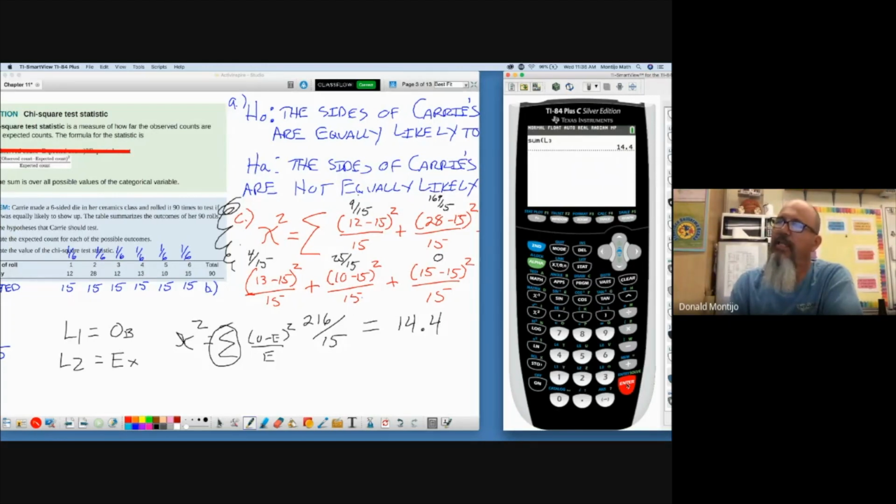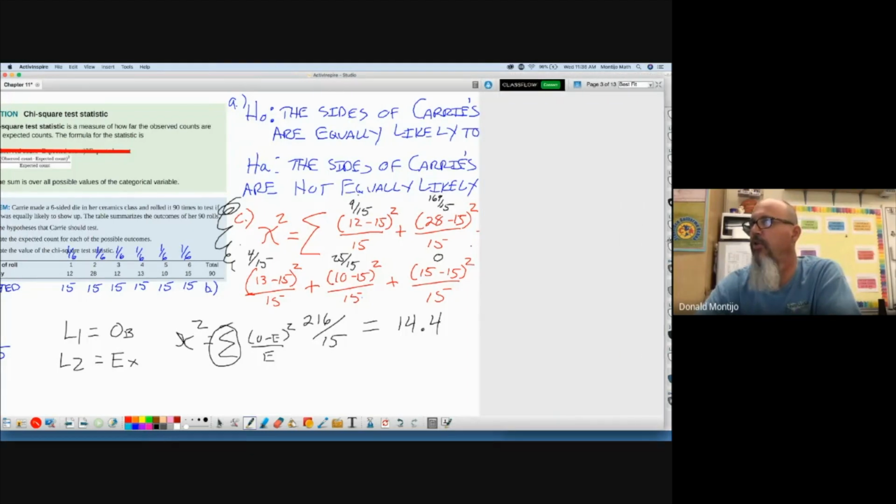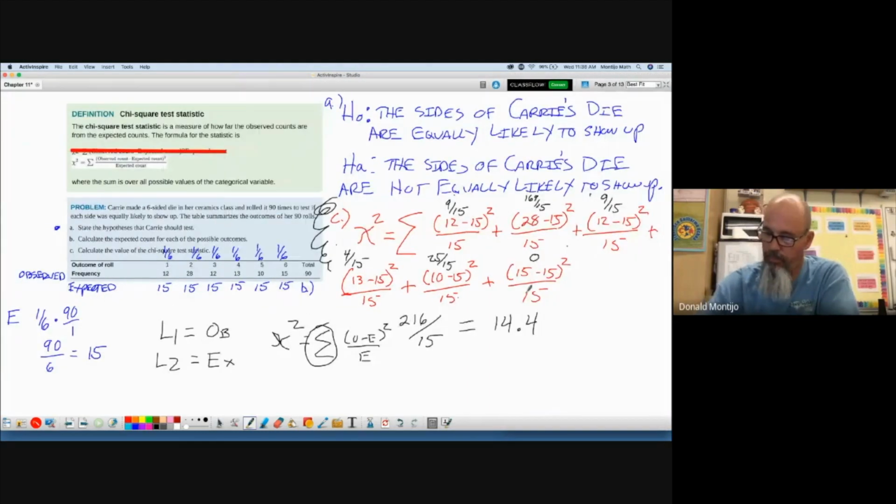Beautiful. So we can let the lists do all the work for us instead of us having to write everything out like we've done here when we did this problem by hand. If you can figure out how to manipulate those lists, you're going to be much happier and save yourself lots of time throughout this course. All right, so now we know how to state hypotheses, how to figure out the expected count, and then actually calculate the chi-squared test statistic and the formula for that.